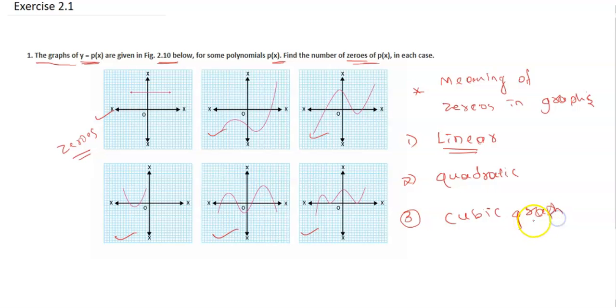In the linear polynomial, what we have discussed: whenever you draw a graph for a linear polynomial, definitely you will get a straight line like this or like this, somewhere. But how to find the zeros? I told you. Here we have one graph, the question number 1. For which value of x, y is becoming 0 here?